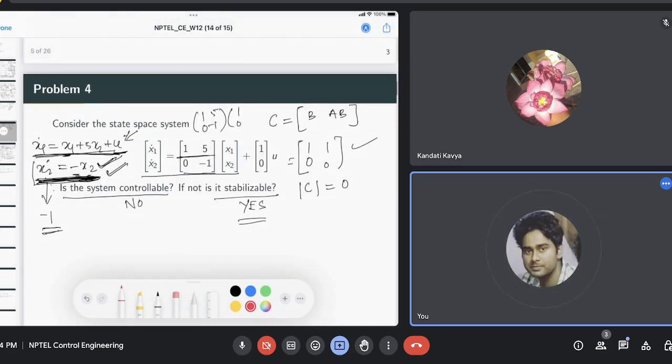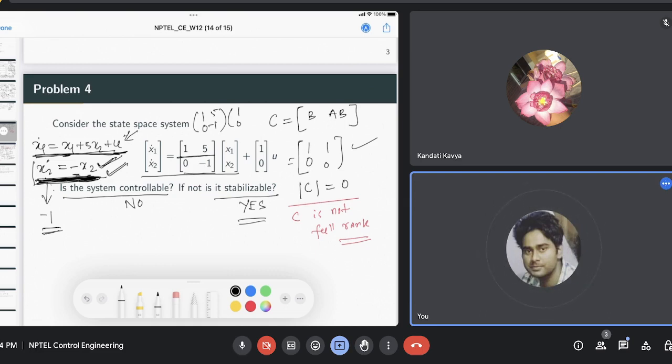The answer is here. As you can see, it's not fully state controllable. We computed this controllability matrix and found that its determinant is 0. That means C is not of full rank, so you cannot choose your control to place all states arbitrarily or drive the state arbitrarily. That is also clear from this decoupled equation: x2 dynamics is fixed.